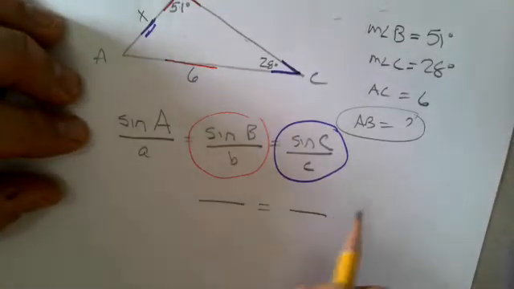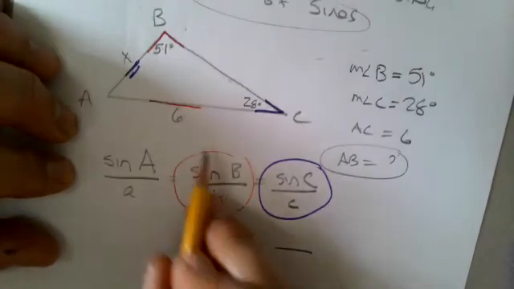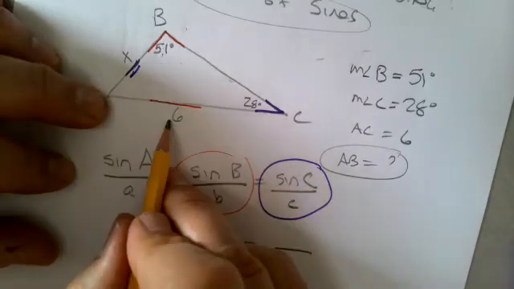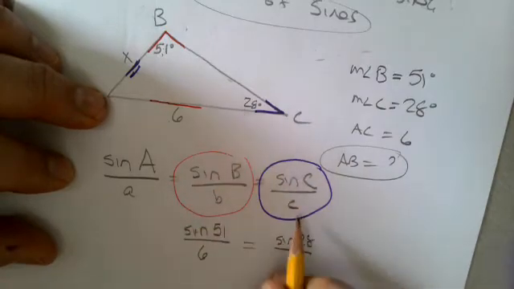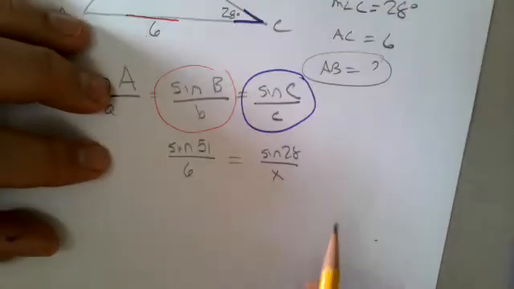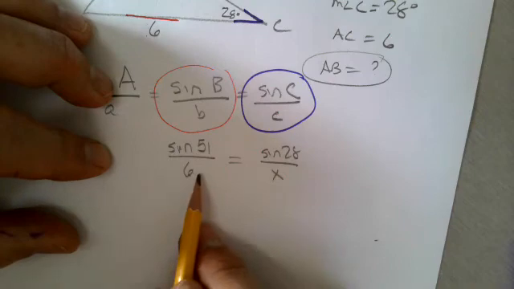It's going to be a ratio equals a ratio. This one is the sine of angle B, so I'm going to enter that in. Sine of 51 over the side length, which is 6, equals the sine of C, so sine of 28 over its side length, which is X. All right, this is my geometry. Now I'm going to cross multiply and solve.